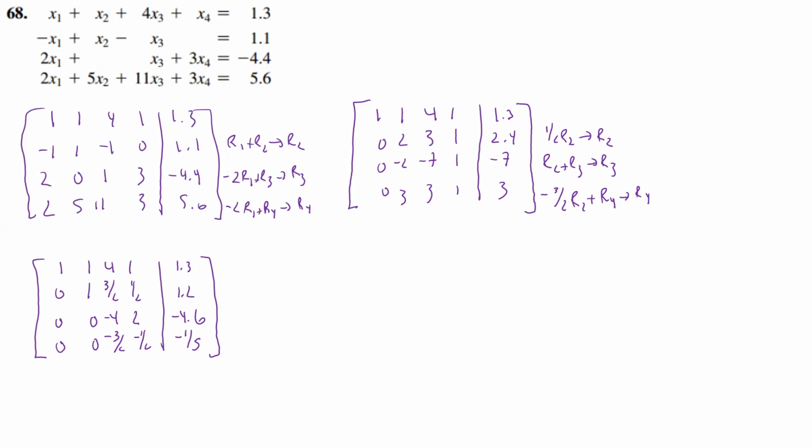All right, so now what do I want to do? Now I need to make this a 1. So I'm going to take a minus 1/4 row 3 and make that the new row 3. And that's all I'm going to do with that because then it gets complicated with fractions more. So I'm just going to leave it at that.